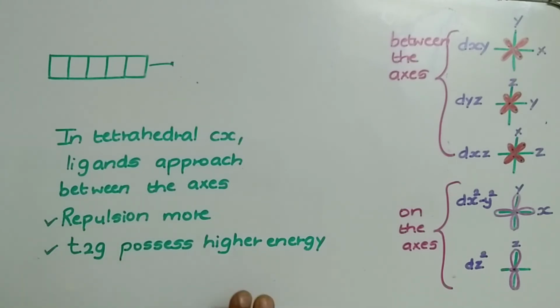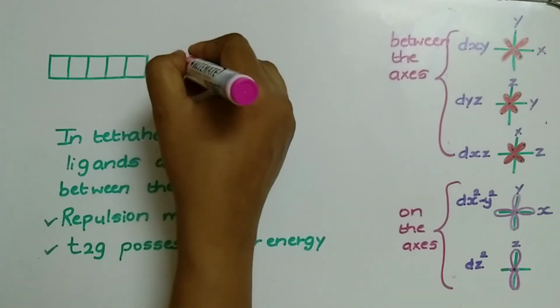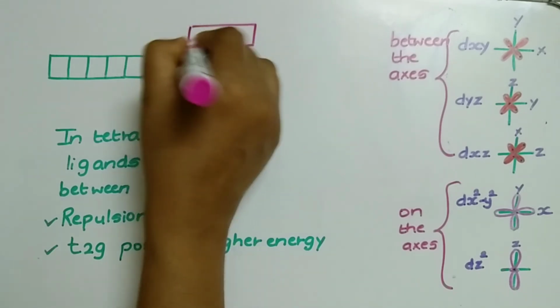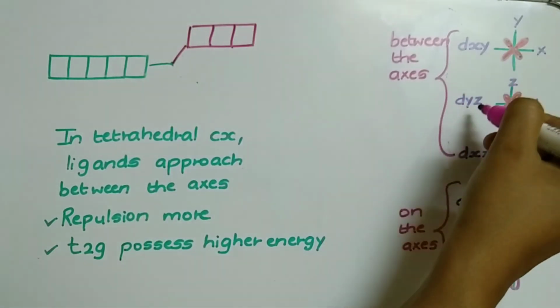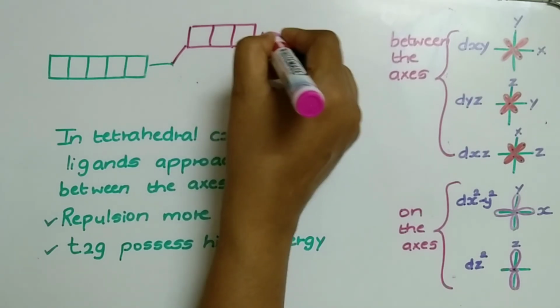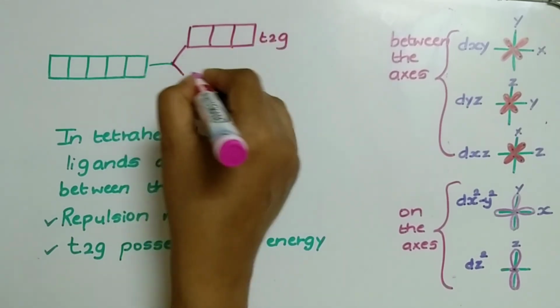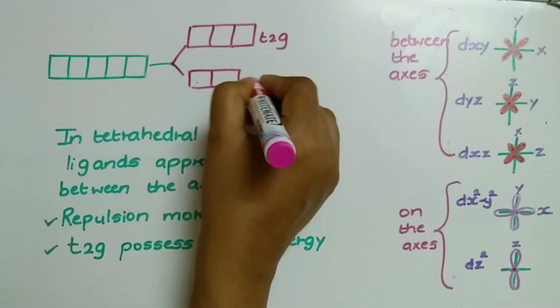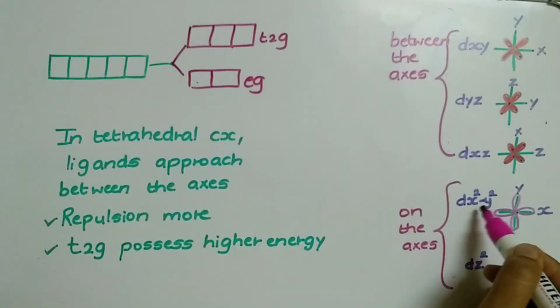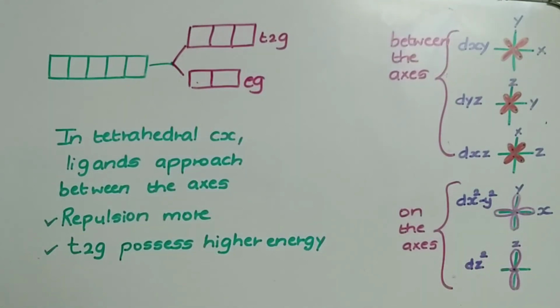So, in tetrahedral complexes T2g possesses higher energy. T2g, that is dxy, dyz and dxz, will be at a higher level because it possesses high energy, and Eg, that is dx square minus y square and dz square, possess lower energy, so they are at the lower level, correct. Now, why is the repulsion taking place? Because the ligands are approaching between the axes here in tetrahedral complexes.